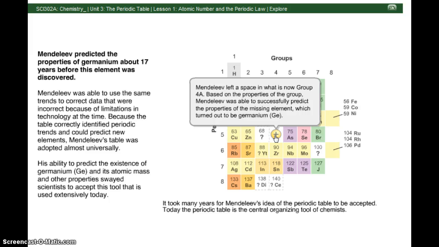Mendeleev left a space in what is now Group 4A. Based on the properties of the group, Mendeleev was able to successfully predict the properties of the missing element, which turned out to be germanium.